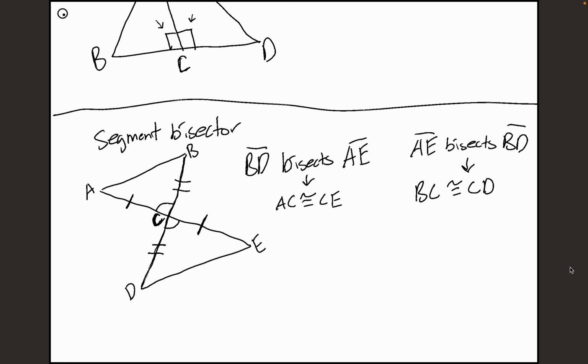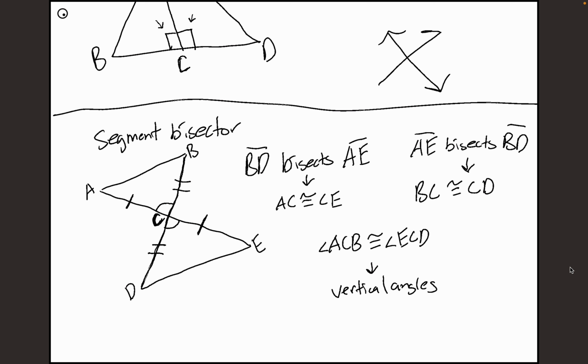When you name this, you're going to need to name it angle ACB. So you're going to have to use three letters. Is congruent to angle ECD. And what do we say the reason for this is? They're vertical angles. When we did vertical angles back in chapter 1, we had something that looked like this, and we said these are congruent. They're the same value. That's just what's happening here. These are just triangles instead of arrows.